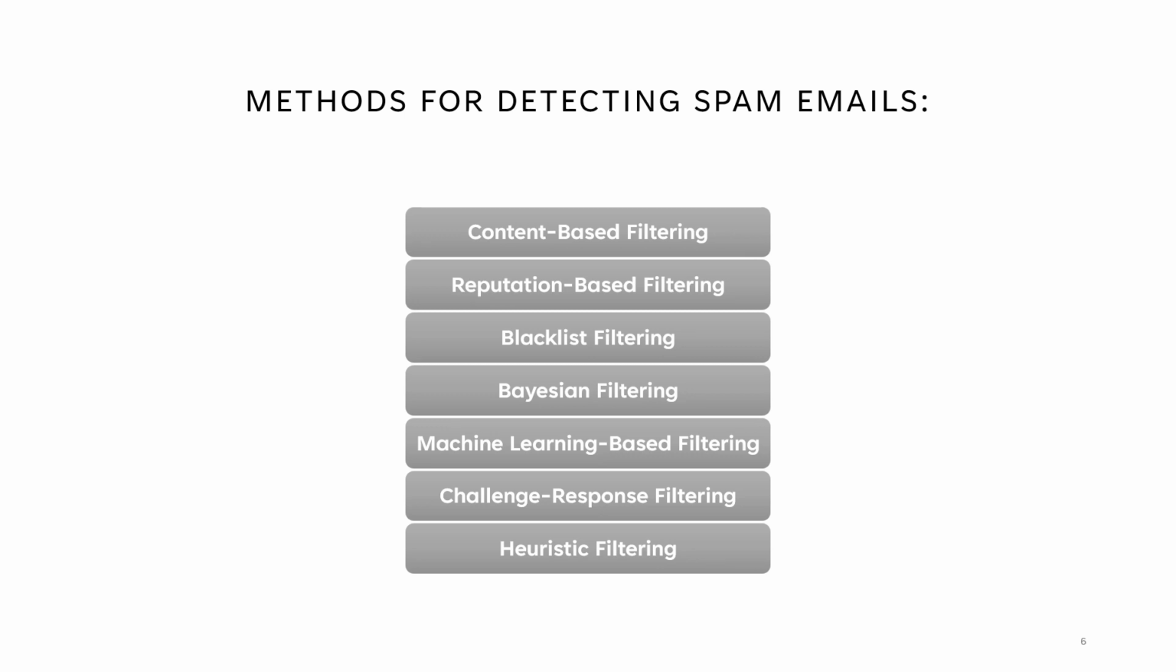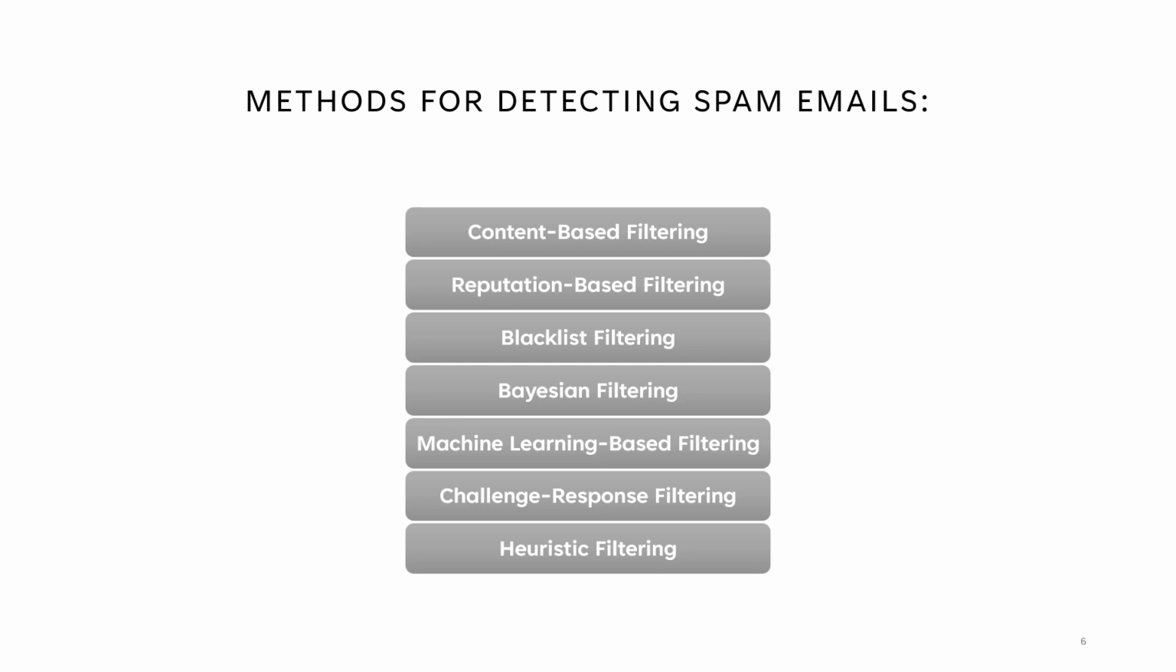This method relies on the reputation of the sender's IP address or domain to determine if the email is spam or not. The reputation may be based on factors such as previous spam reports or the volume of emails. And the third one is blacklist filtering. This method uses a database of known spam senders or IP addresses to block or filter out spam emails. The blacklist may be maintained by an email provider or third-party services.